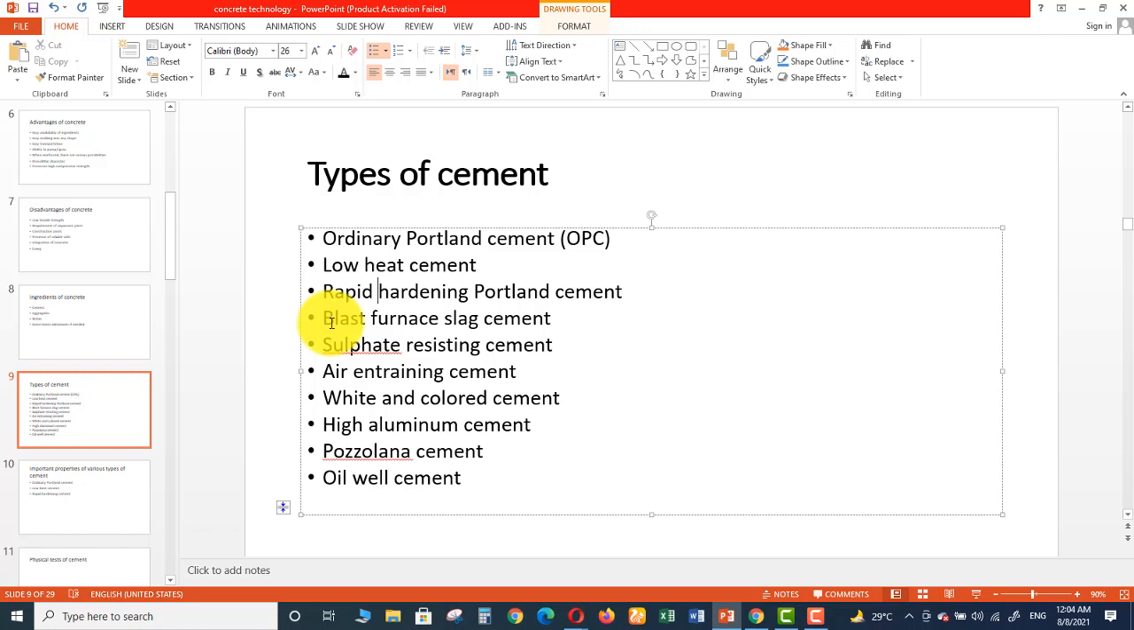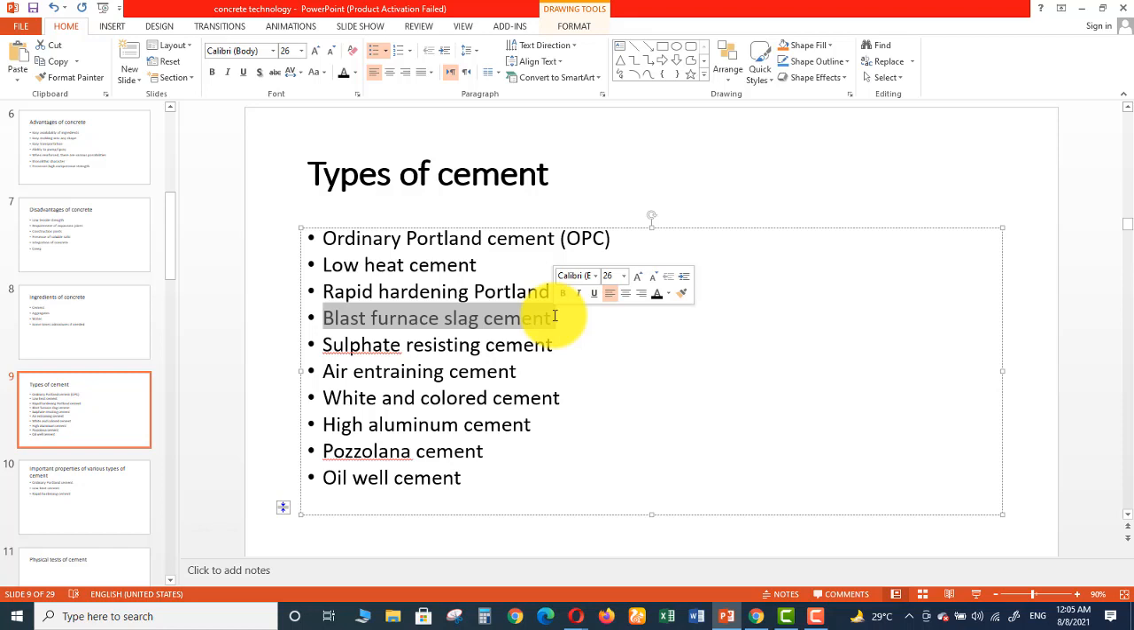As its name shows, blast furnace slag from the blast furnace is mixed with the clinker from OPC, and then we intergrind both ingredients and we get blast furnace slag cement, right? So actually it is cheaper than OPC. One of the advantages is that it is cheaper than ordinary Portland cement. It develops low heat of hydration and has less early strength. So it gets its strength very late.